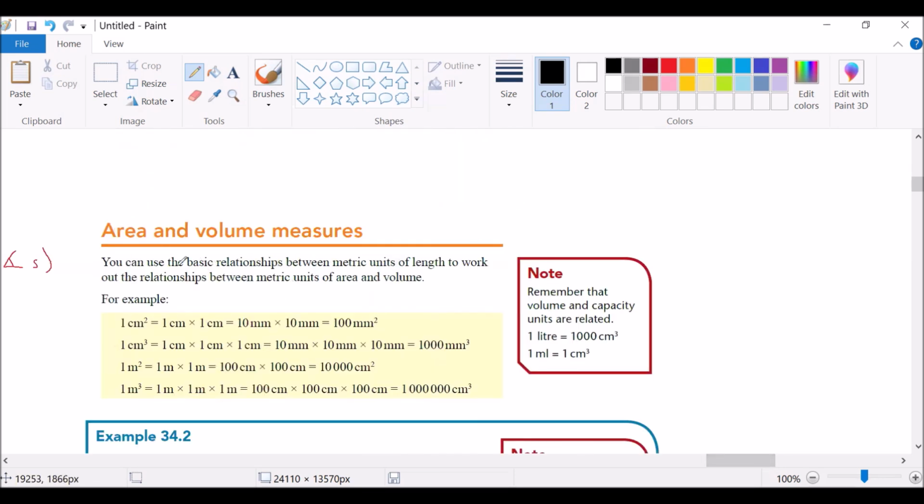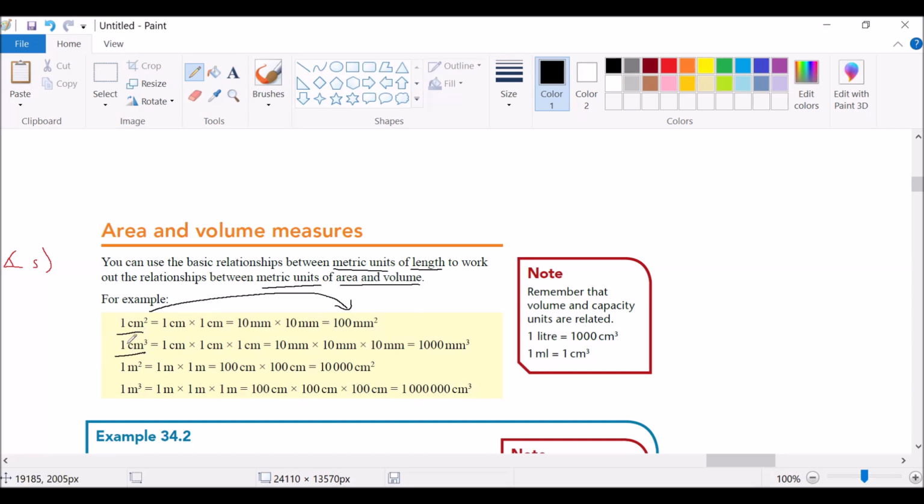Now we go to area and volume measures. You can use the basic relationship between metric units of length to work out the relationship between metric units of area and volume. 1 square centimeter is equal to 1 centimeter times 1 centimeter, which is equal to 10 millimeters times 10 millimeters, which is 100 square millimeters. So we can convert from square centimeters to square millimeters using this ratio.